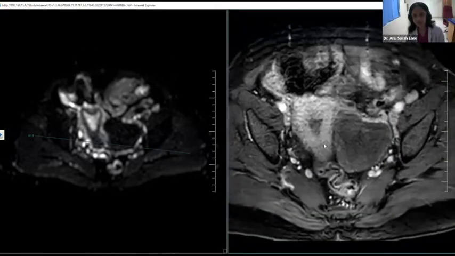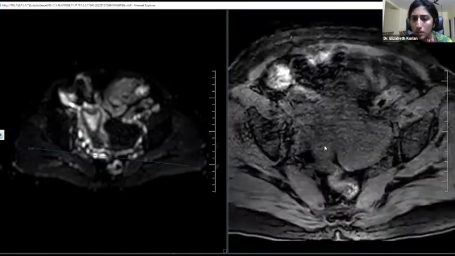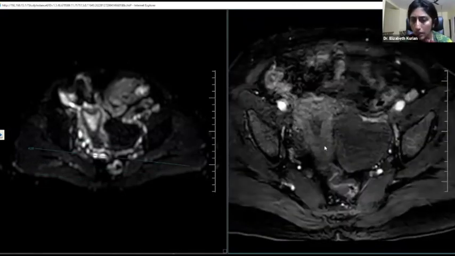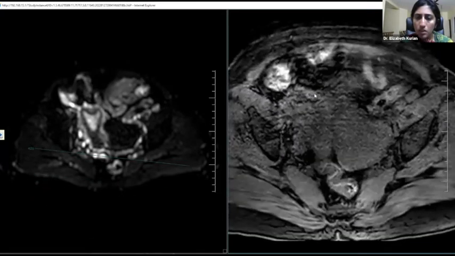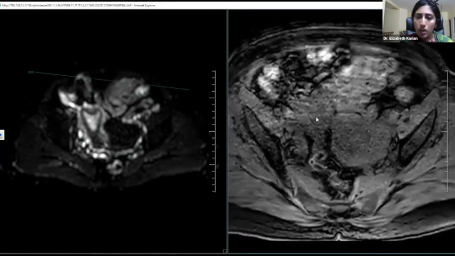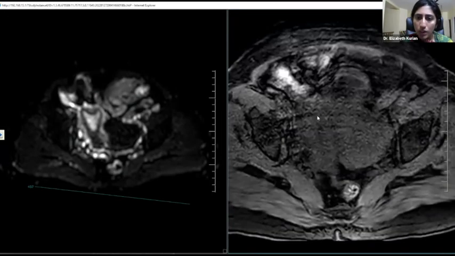These are dynamic images. On contrast imaging, the lesion shows a mild enhancement. However, it is significantly less than the adjacent myometrium. So from the given MR images, we have a T2 dark, diffusion dark, solid lesion. So O-RADS 2.